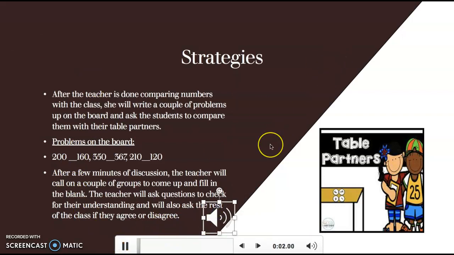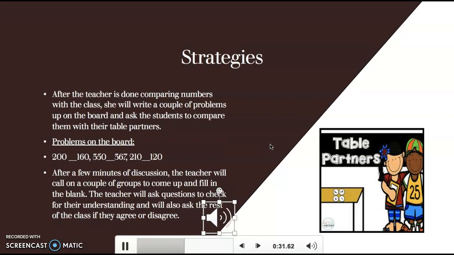After the teacher is done comparing the numbers with the class, she will then write a couple of problems on the whiteboard, and she will ask students to compare them with their table partners. The problems are 200 blank 160, 350 blank 367, 210 blank 120. The students will be asked to fill in the blank with the symbols less than, greater than, or equal to.